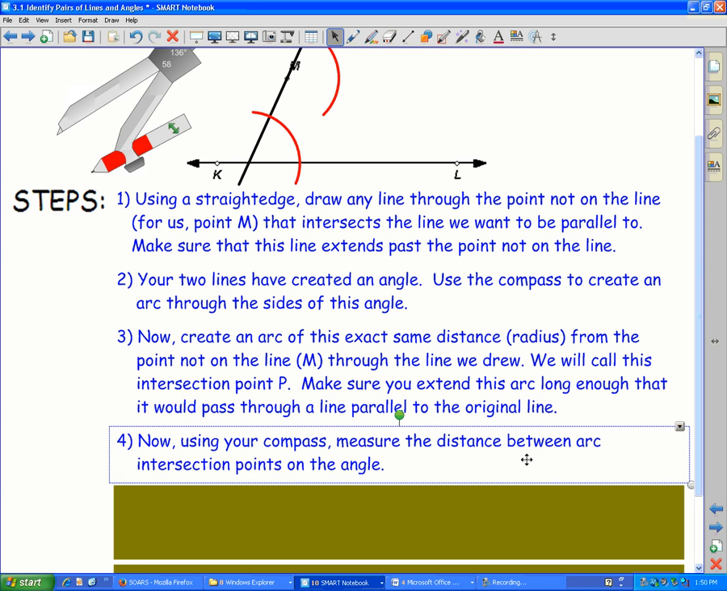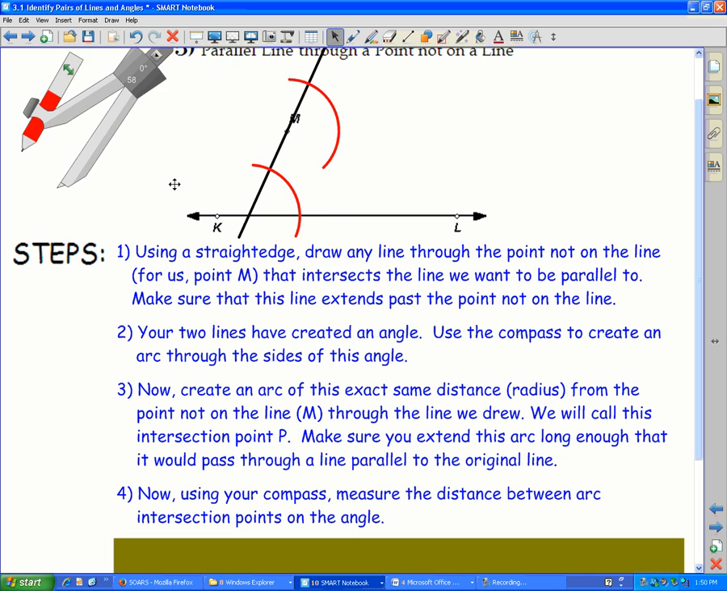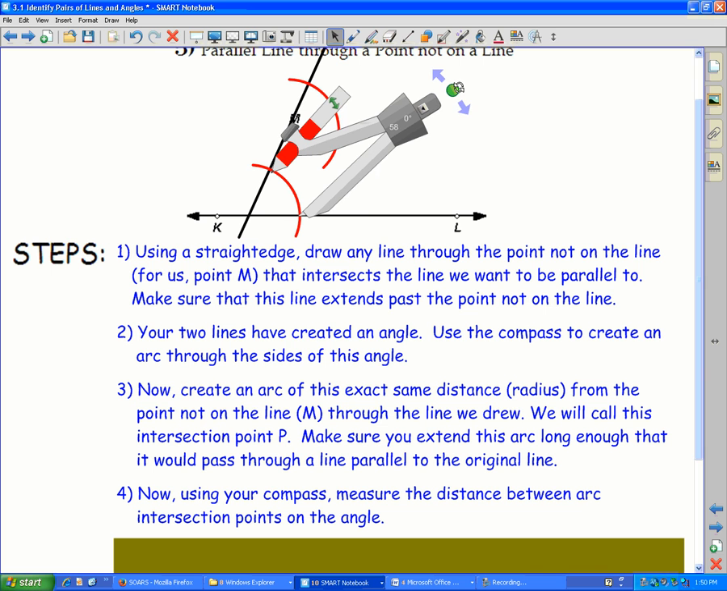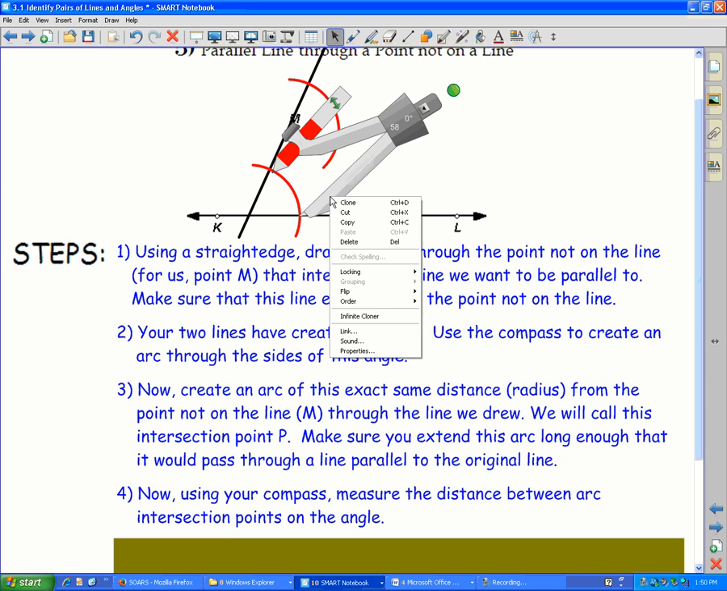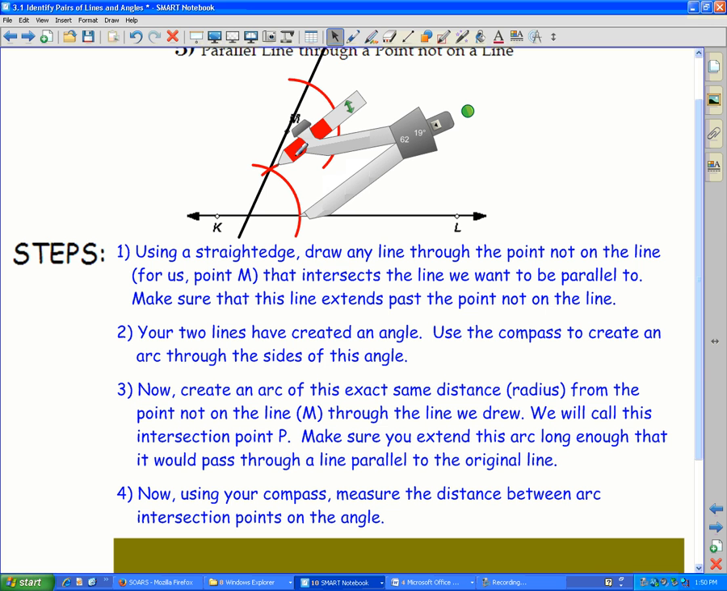Now, using your compass, measure the distance between the arc and the intersection point on the angle below. So, if this seems familiar, and I hope it does, it's because this is the exact same process we used earlier in the semester on a different construction. So if I want to get this distance right, I'm going to have to go out just a little bit further with the compass. There we go. That's about it right there. I like to make a little arc just to prove that I've been there where I was supposed to be, but that's the distance between the arcs.